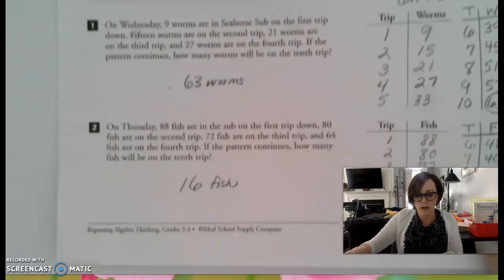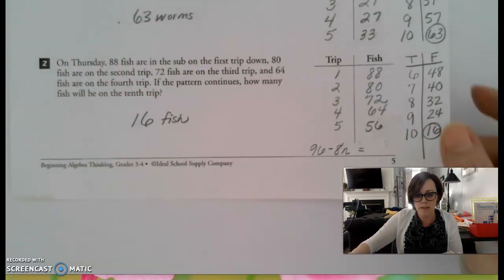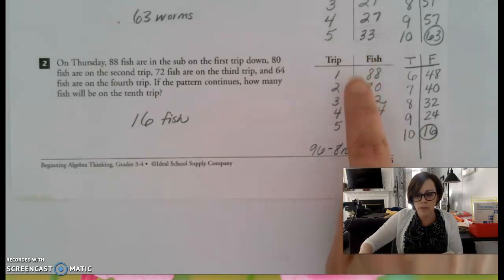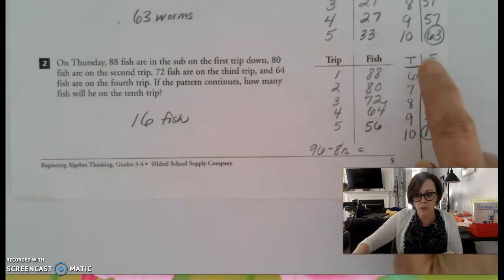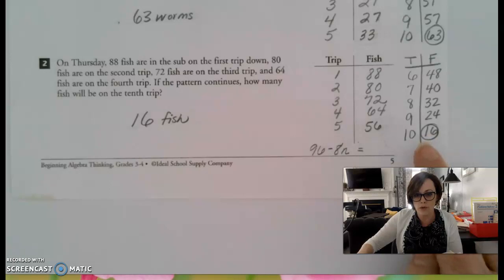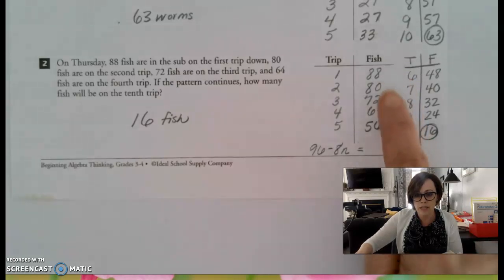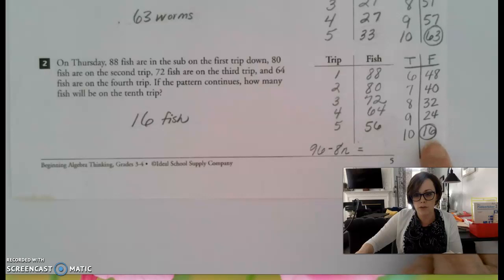Okay, let's go ahead and look at our second problem on this set number 5. We had to again extend our table all the way down to the 10th trip, and I noticed a decreasing pattern all the way down to 16 fish.